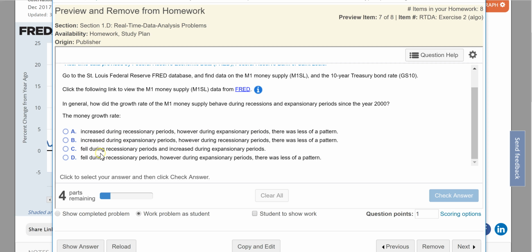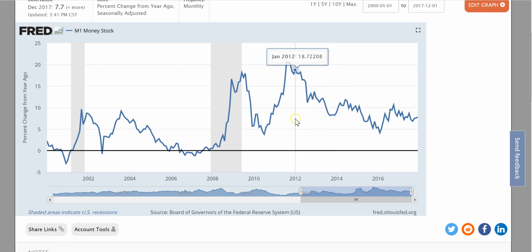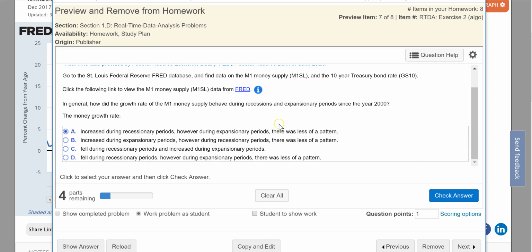C, fell during recessionary periods, is incorrect. D, fell during recessionary periods, is also incorrect. So based only on the first part of the four choices, only A is correct. What about the second part? However, during the expansionary periods, there was less of a pattern. That's actually what we just found out. So A is correct. We can check our answer.